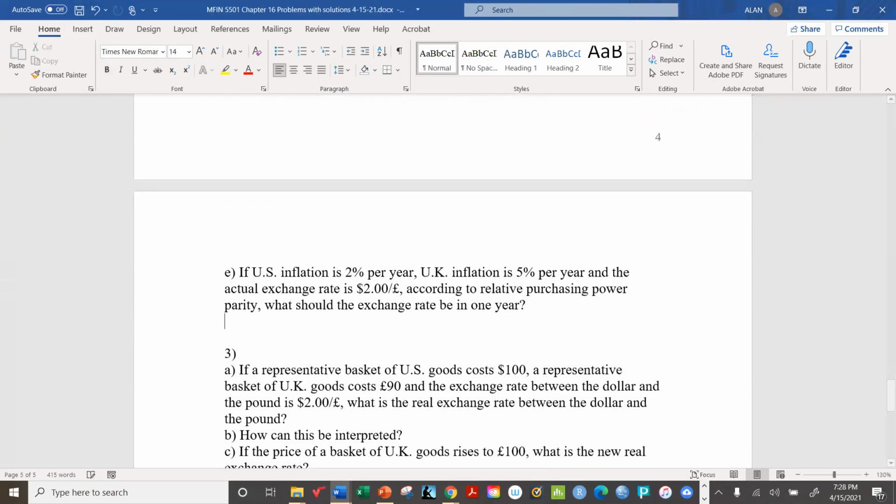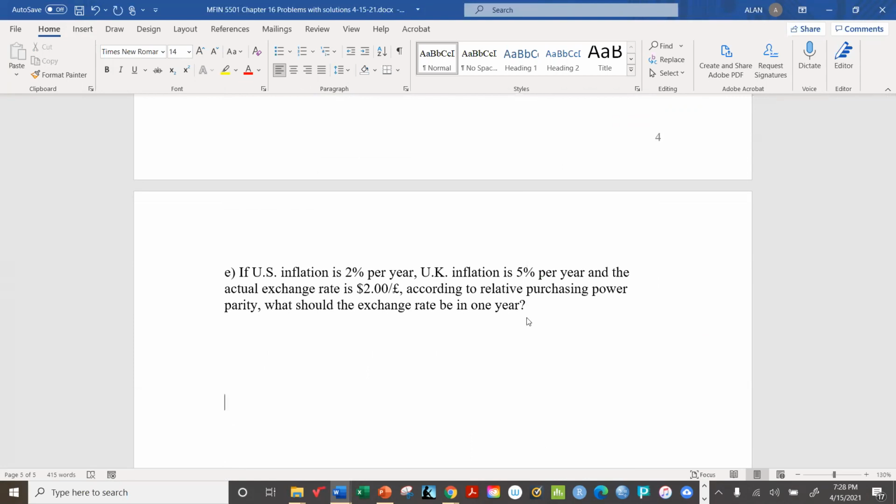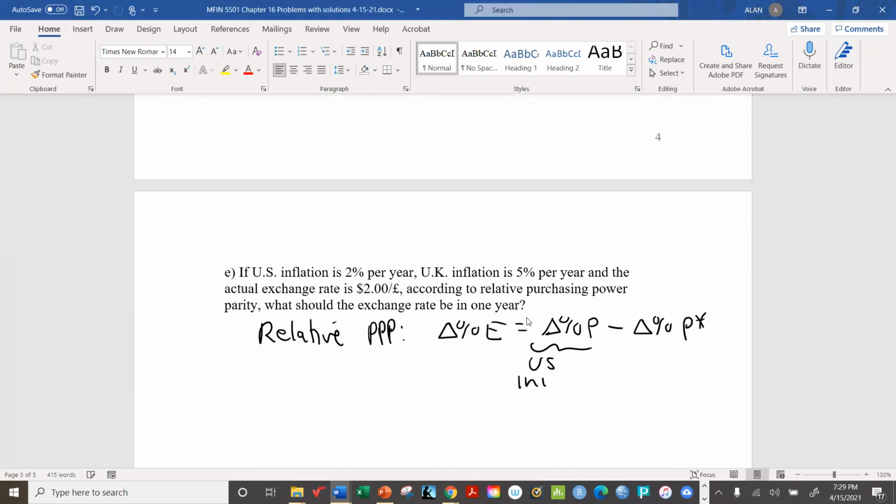Okay, now this is the relative PPP condition. So you might recall that relative PPP looks like this. The percentage change in E equals a percentage change in P minus a percentage change in P star. And this can be interpreted as US inflation. And this can be interpreted as UK inflation.